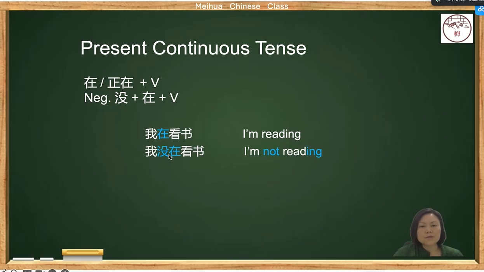What is the negative form of it? 我在看书. Before 在 we add another character 没, which means something is not happening. I am not reading. 我没在看书. 没在, this is the negative form.